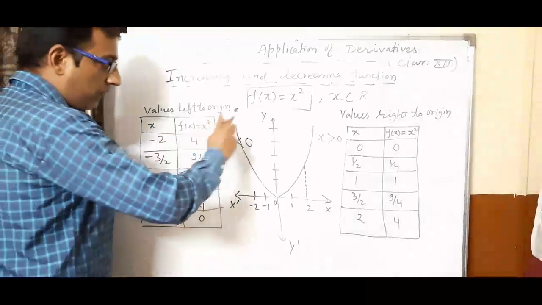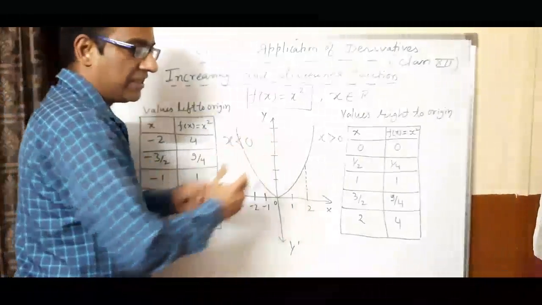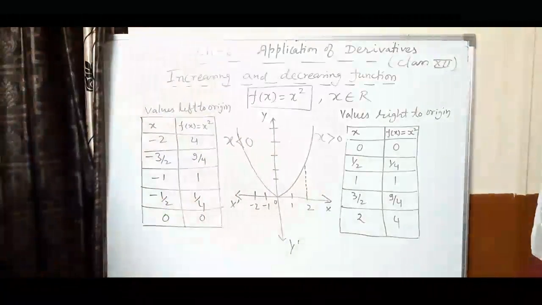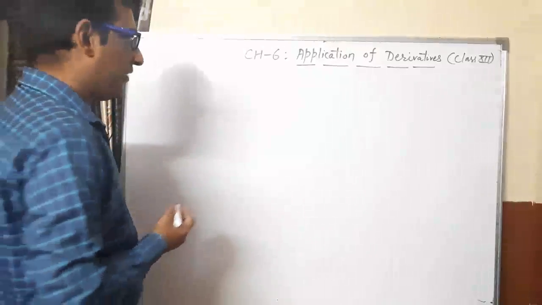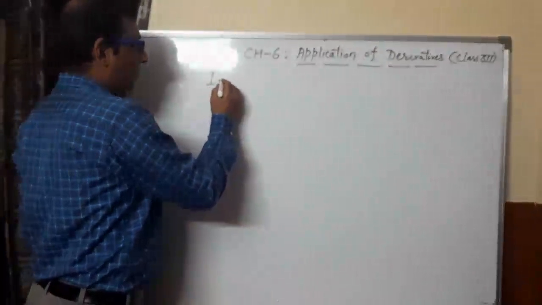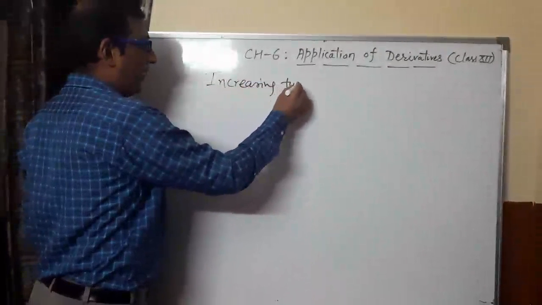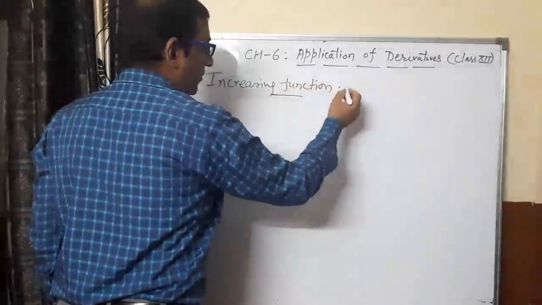So with the help of this graph, we will easily tell when a function is increasing and when a function is decreasing. Now I am continuing with the definition of increasing function and decreasing function. So how can we define an increasing function?